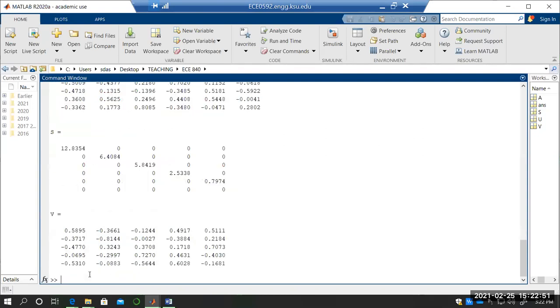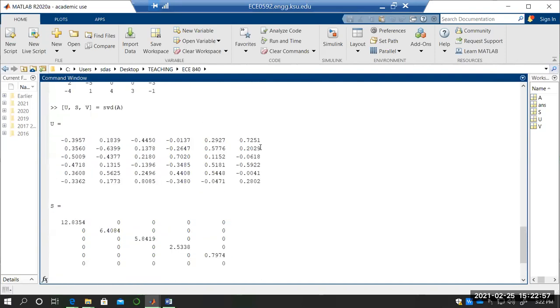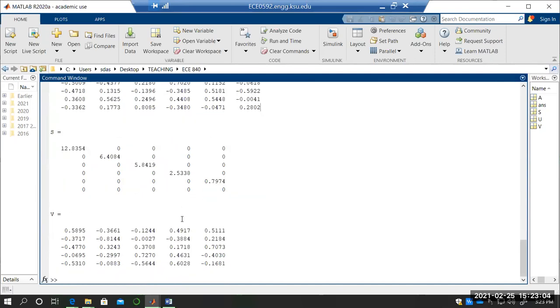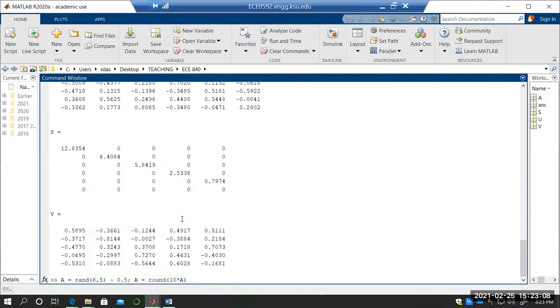U, S, V equals SVD of A. Is this full SVD or reduced SVD? This is the full SVD, right? Let's do another one. Maybe I'll take 7 by 4.